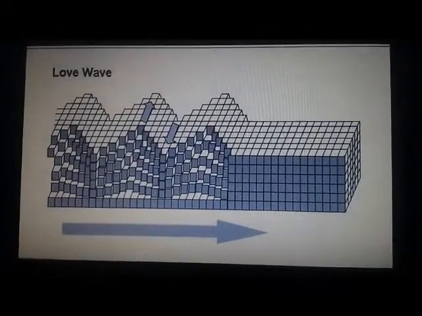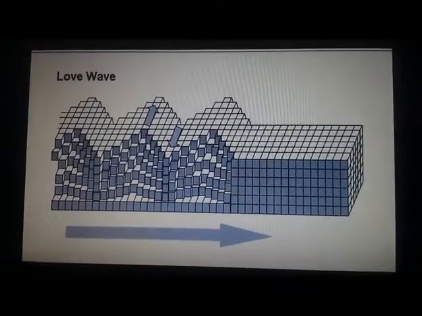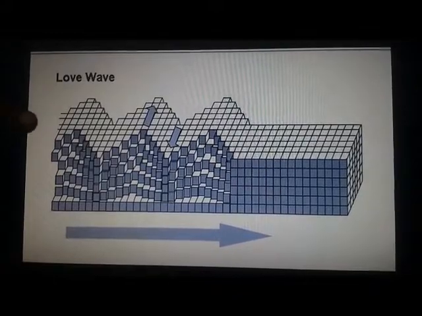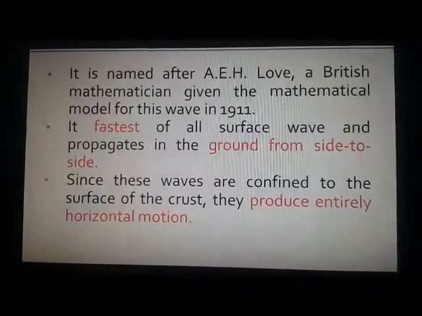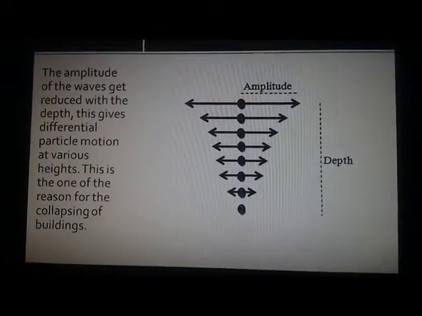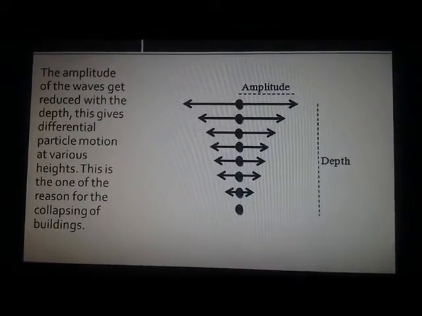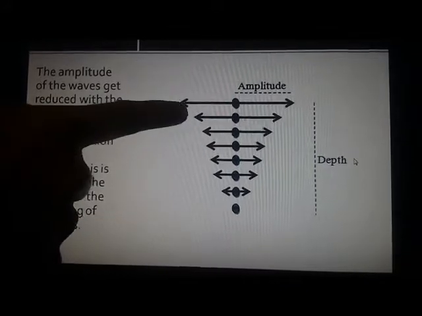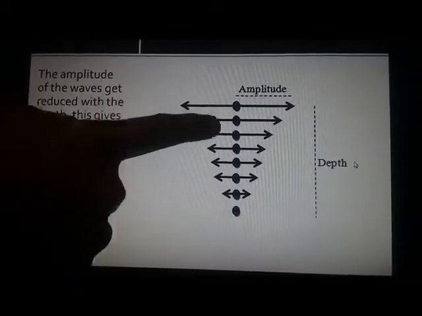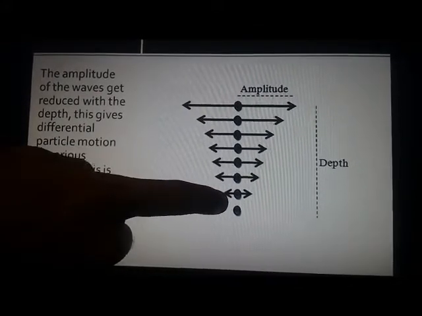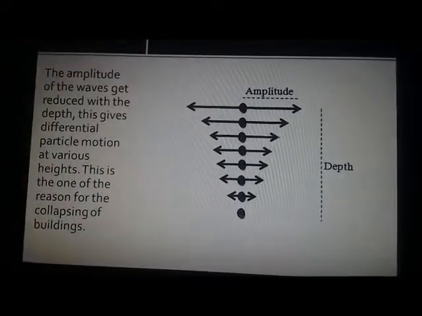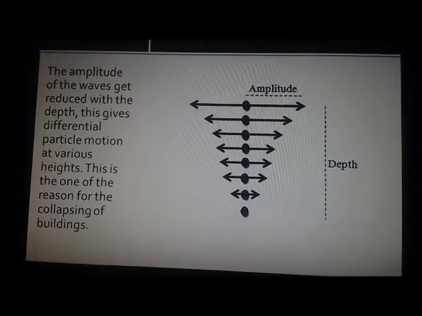One type of surface wave is called the Love wave, which travels similar to the S wave. But the difference between the S wave and the Love wave is that the S wave does not vary with depth, but the Love wave amplitude varies with the depth. As the depth increases, the amplitude of the Love wave decreases. This is the difference between the S wave and the Love wave. That is why it is called a surface wave.